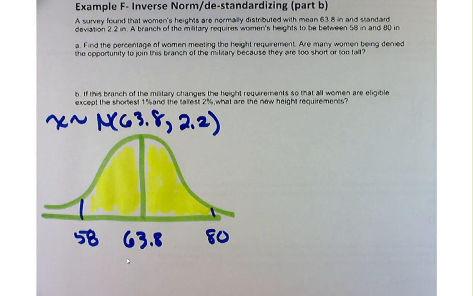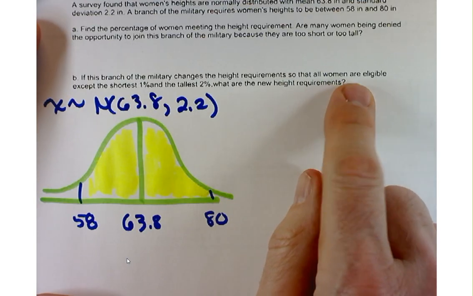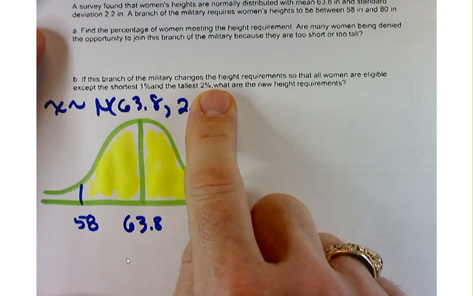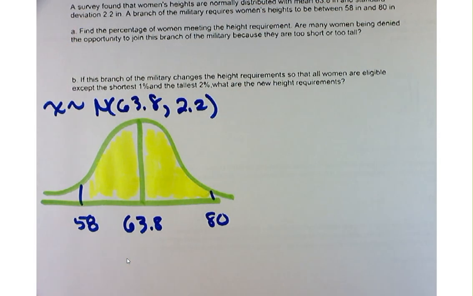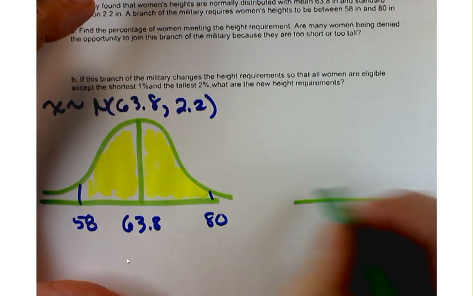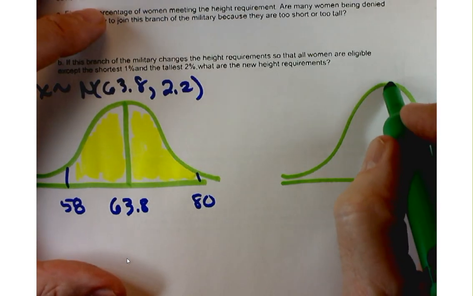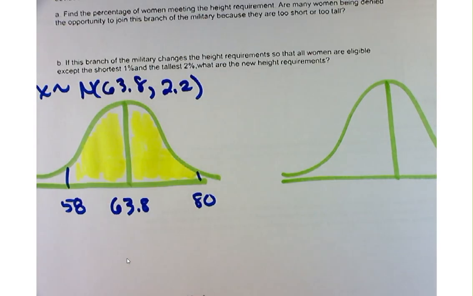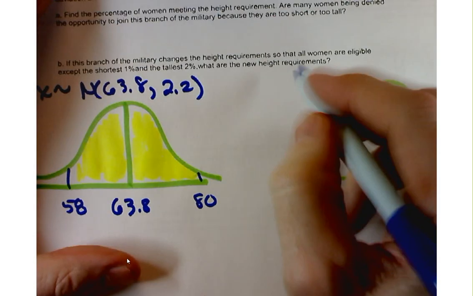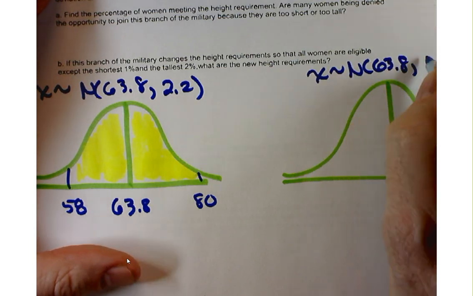The second part says, if this branch of the military changes its height requirements so that all women are eligible except the shortest 1% and the tallest 2%, what are the new requirements? So here's part B. Here's kind of a visual for that. Ooh, that was a good one. All right, good on me. Usually they're not so symmetric. All right, so same distribution. X is distributed normally with a mean of 63.8 and a standard deviation of 2.2.